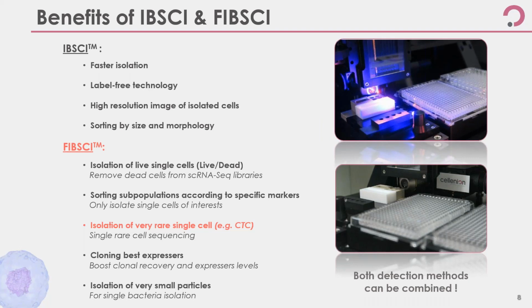And in the field of cloning, it can be used for isolation of the best expressors, for example, by sorting the highest fluorescent intensity of GFP, for example. And we are also developing some new application in the field of bacteria isolation, which was challenging due to the size of the bacteria, but now with fluorescent marker, we are able to achieve very good results for single bacteria isolation as well. And obviously, those two technologies can be combined, so you can sort by fluorescence, but still get a high resolution image of your cells before isolation.